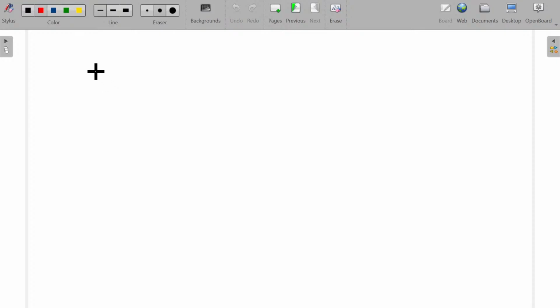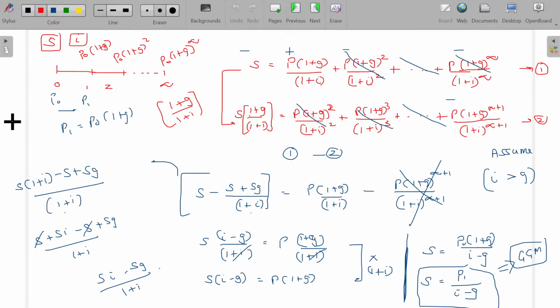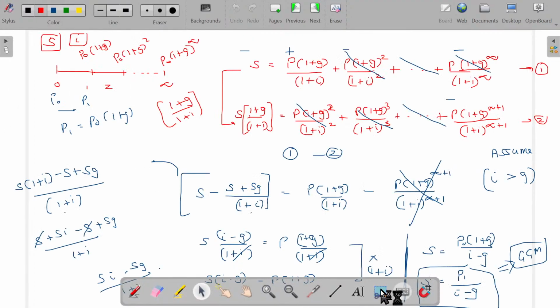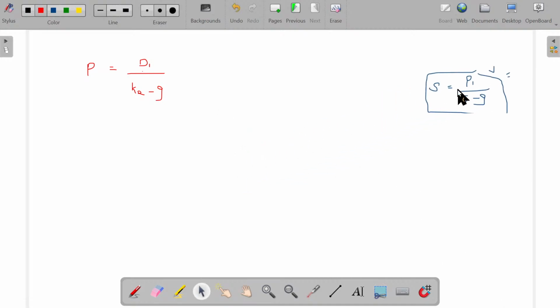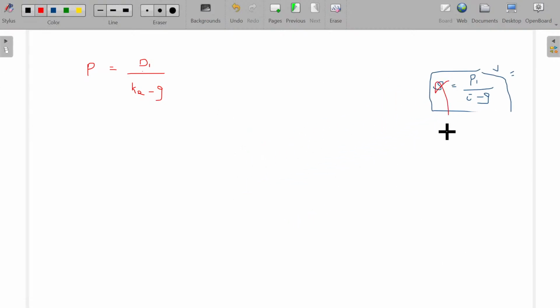Now, S is equal to P1 divided by KE minus G is the Gordon's growth model formula. Rather than P1, it may be converted into D1, dividend 1. S is nothing but the price of the share. The formula is restated this way. S is nothing but price per share.